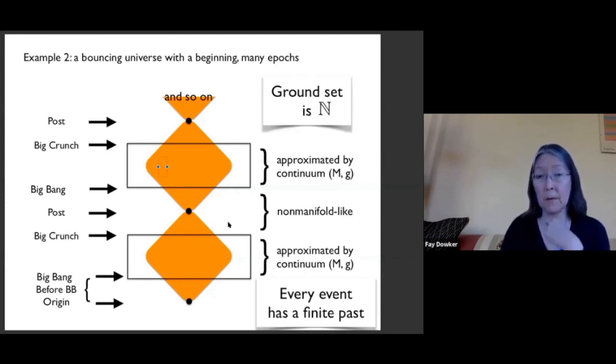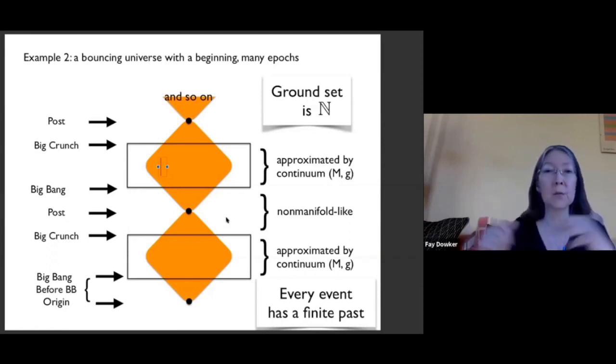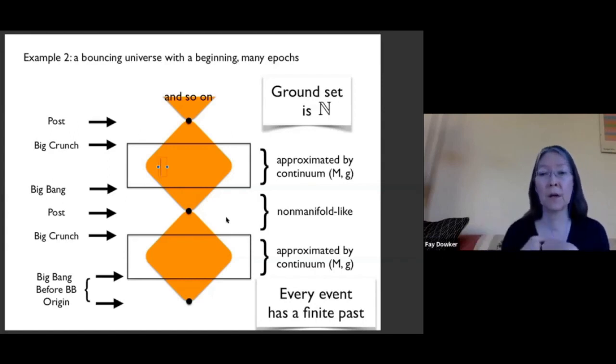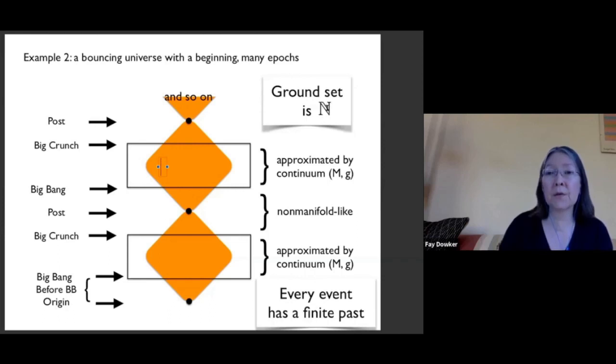So every element of the causal set has a finite past. This is a past finite causal set. And I'm going to use that as being synonymous with the universe having a beginning. The causal set is past finite. Every element has a finite past. That means the universe has a beginning. And that's also synonymous with the ground set being the natural numbers. These are all the same. Saying that the ground set is the natural numbers is the same thing as saying that every event has a finite past.